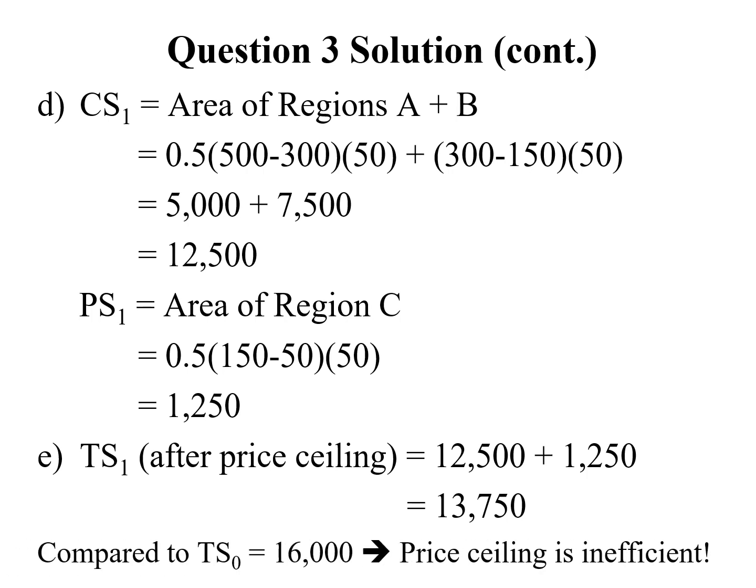If you recall, the initial total surplus was 16,000, so the price ceiling causes total surplus to fall, which means that the price ceiling is inefficient. Indeed, the deadweight loss then would be 2,250, and we can actually also calculate that explicitly as region E, but I'll leave that for you as an exercise.